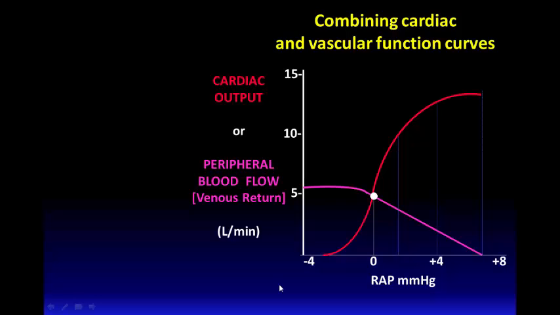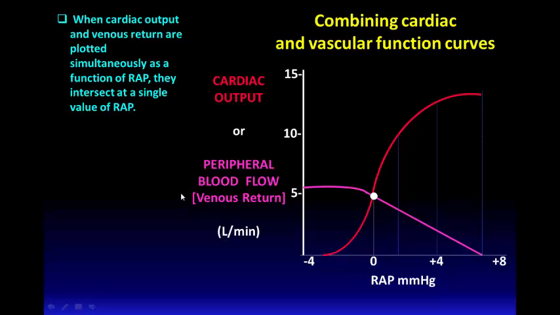Now, let's combine the two curves which describe the functions of the cardiovascular system together. These two curves are the cardiac function curve, the Starling's curve of the heart, which we described in detail in the previous lectures, and the venous return curve, the vascular function curve, which we have just described. On the x-axis we have the right atrial pressure in millimeters of mercury, and on the y-axis we have the cardiac output and the venous return in liters per minute.